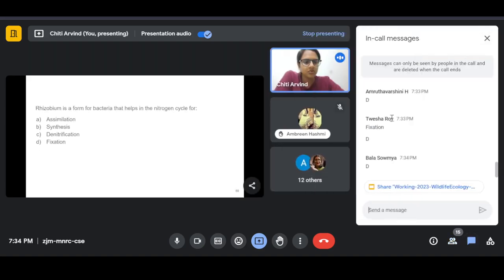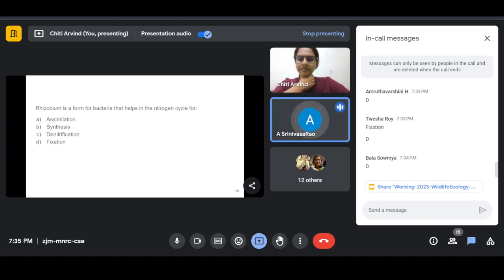Okay, so everybody is fixed on fixation. Can someone explain this process to me? The process of fixation, how does this happen? Molecular nitrogen is converted into the ammonia form of nitrogen by means of the nitrogenase enzyme present in the microbes.